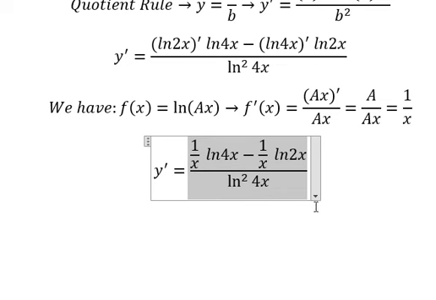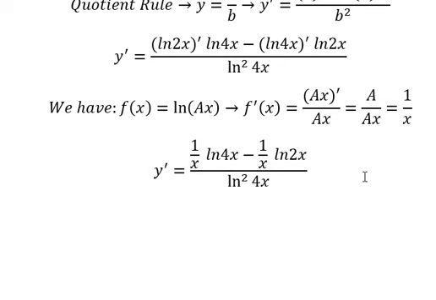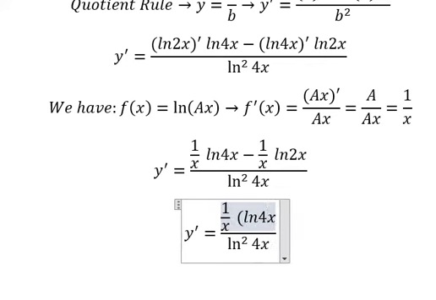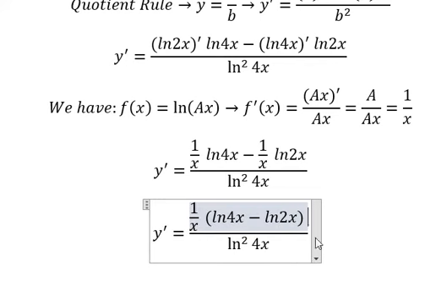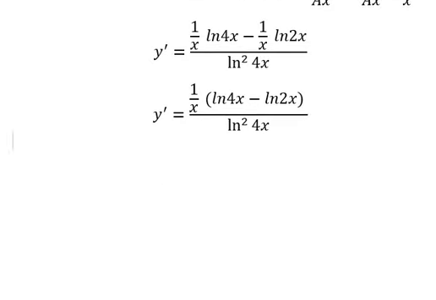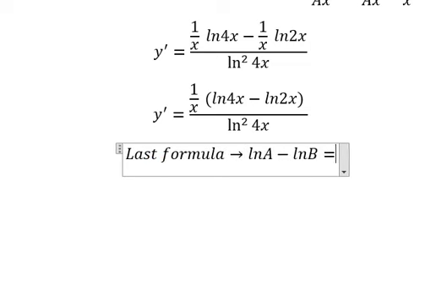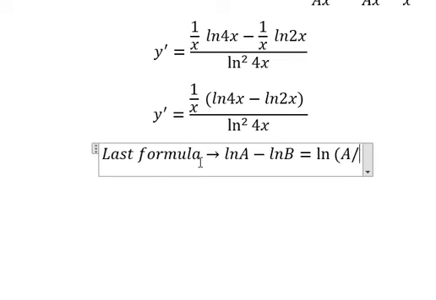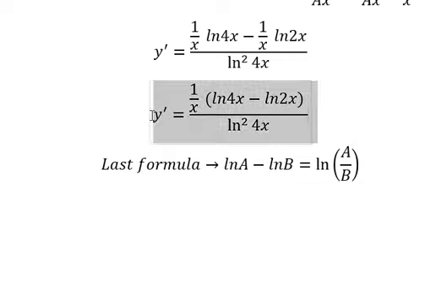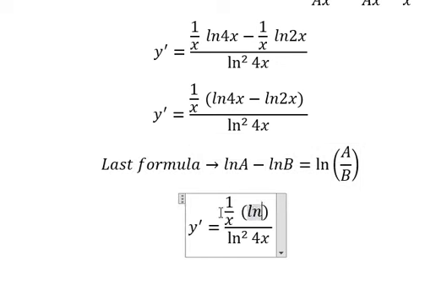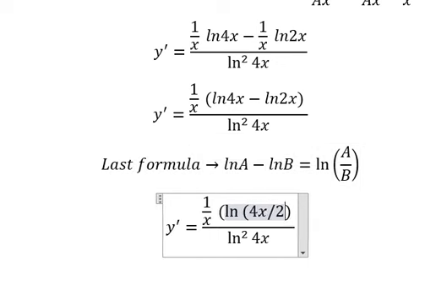We can do about factorization. And you got about ln4s minus ln2s. Now we apply the last formula in here. For the last formula, you got about ln a minus ln b equals to ln of a over b. So this one you got about ln4s over 2s.